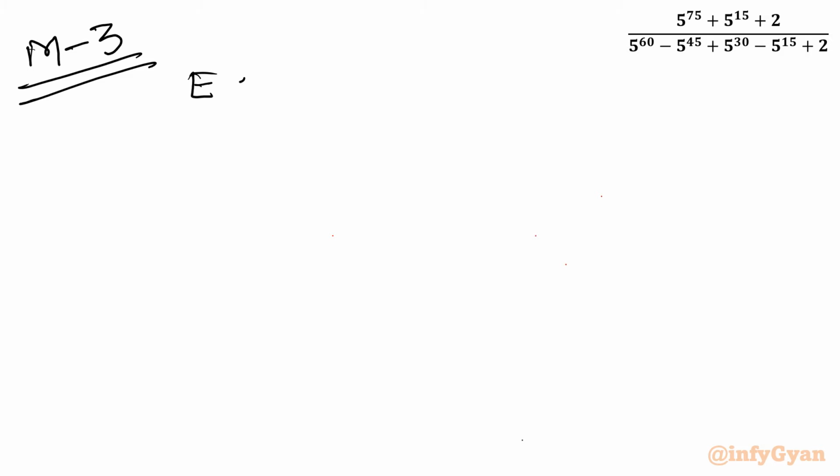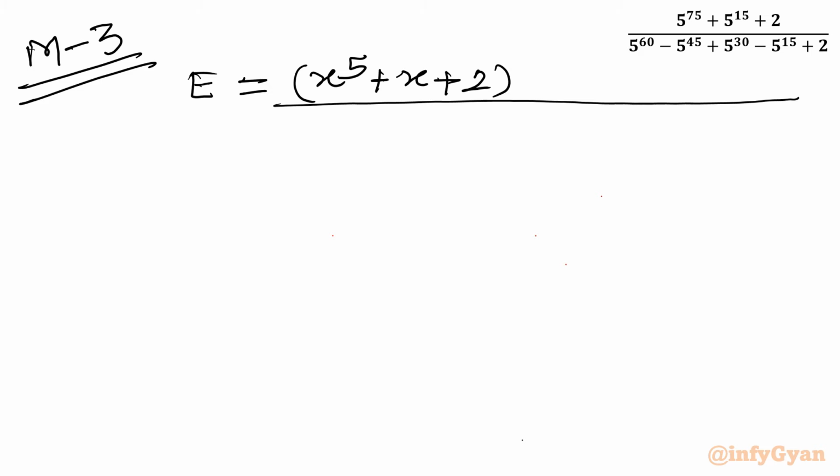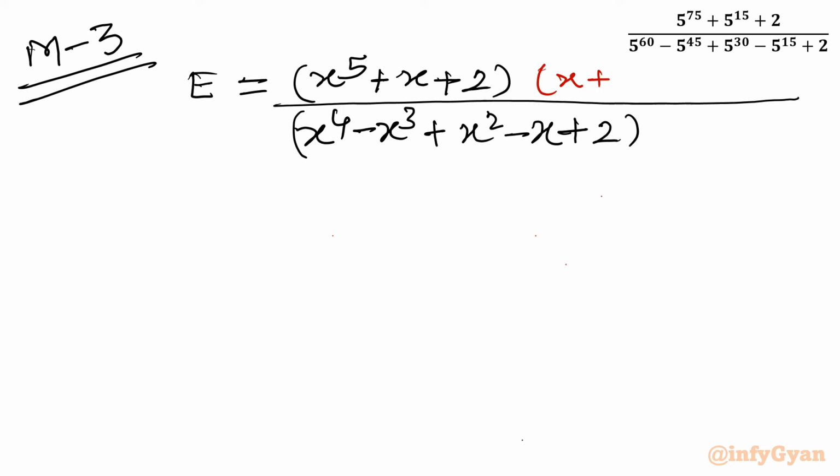Let's write our expression once. I will write x power 5 plus x plus 2. Denominator is x power 4 minus x cube plus x square minus x plus 2. Now I will multiply numerator and denominator with x plus 1. Let's find out this denominator itself.